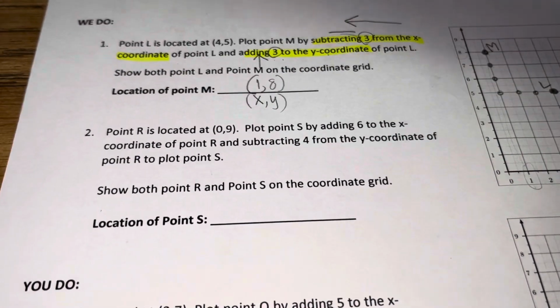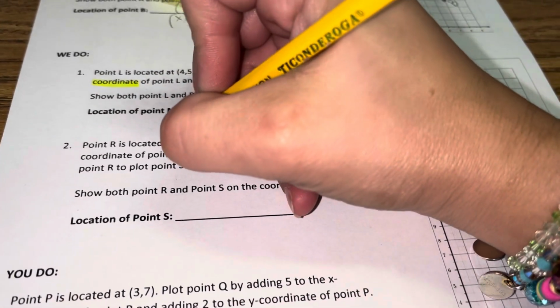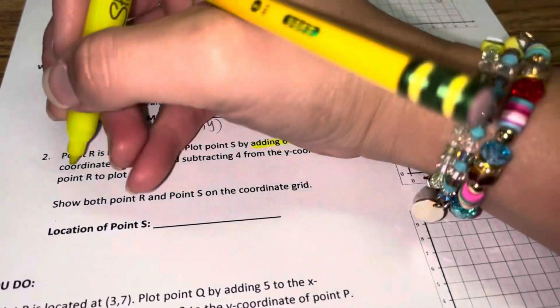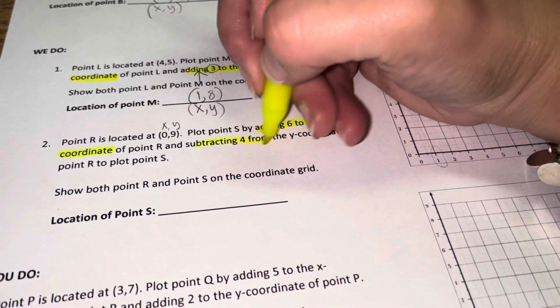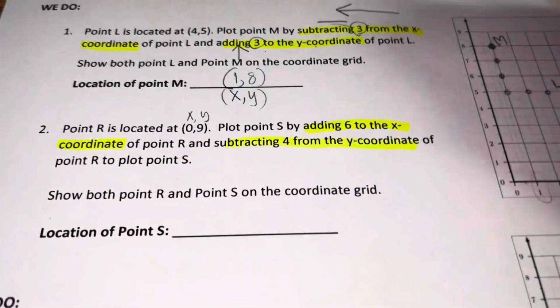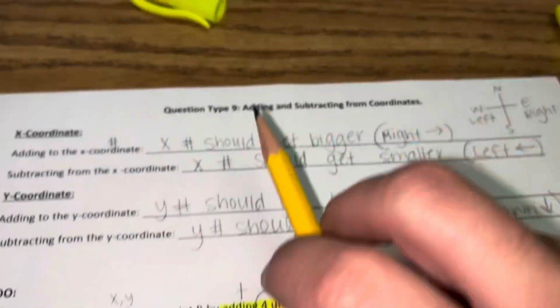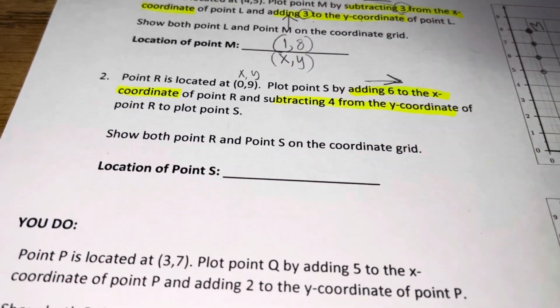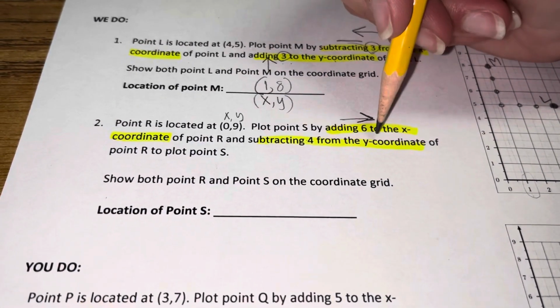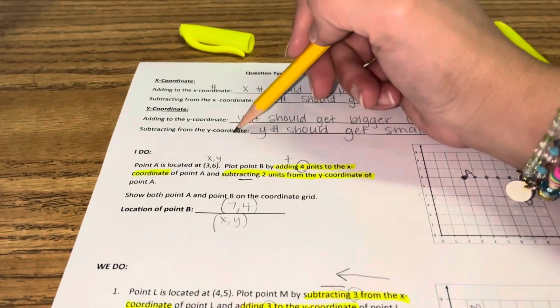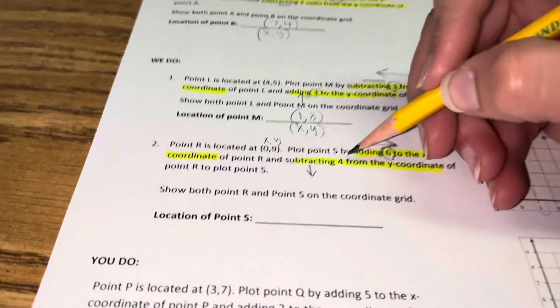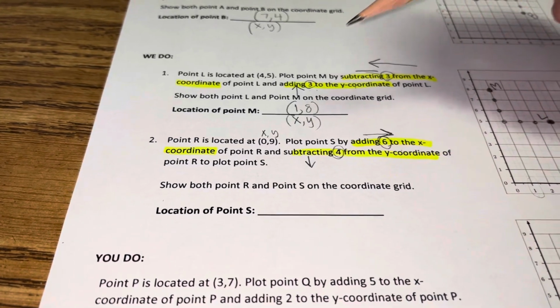They're saying that point R is located at 0, 9. So that's my x, that's my y. They want us to plot point S by adding 6 to the x coordinate and subtracting 4 from the y coordinate. If you are adding to the x, then you should be getting bigger and you should be going right. So I'm going to move this way. If we are subtracting from the y, that means that we're going down. So I'm going to go down. I'm going to move to the right 6 times. I'm going to go down 4 times.